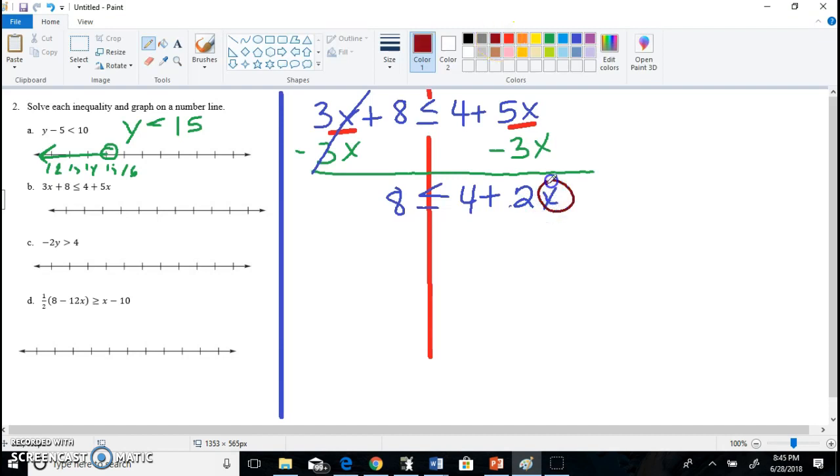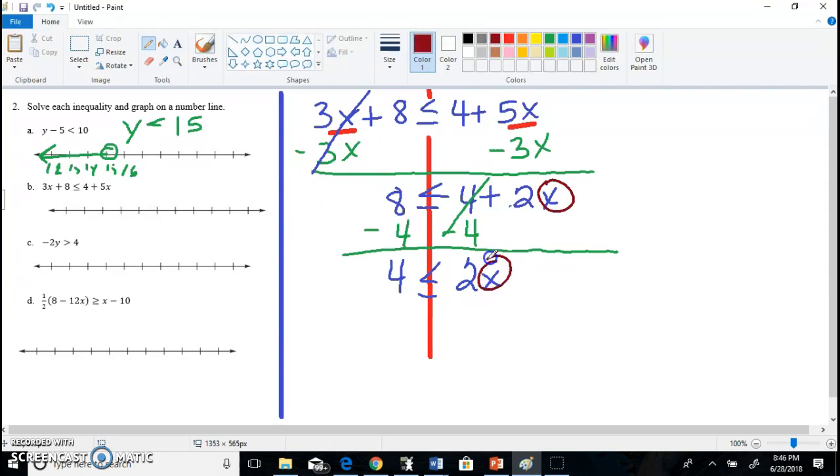Okay? Now we still want x by itself. Now we can start undoing. We can undo the adding 4, or we can undo the dividing by 2. So I usually get rid of whatever's being added or subtracted first, because it's usually a little bit easier, less complicated that way. And we get 8 minus 4 is 4. Leave our sign the way it is. 4 minus 4 cancels, and it leaves 2x.